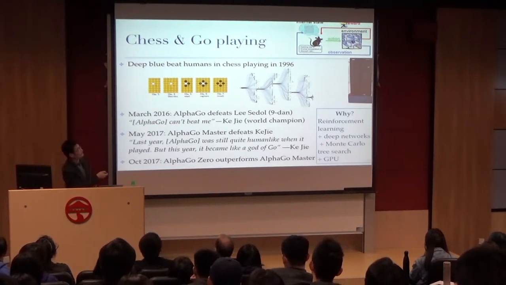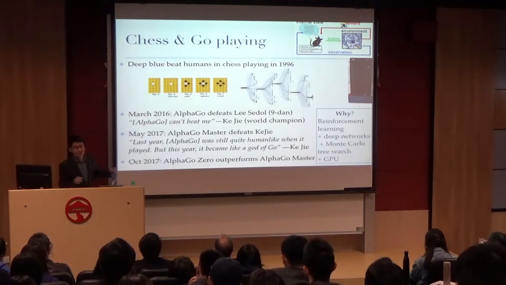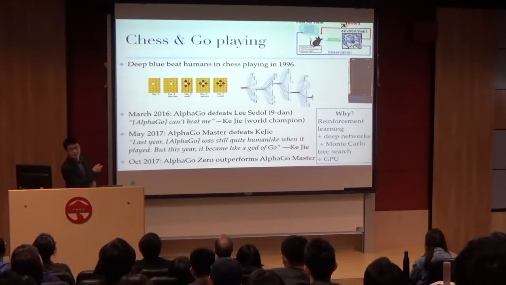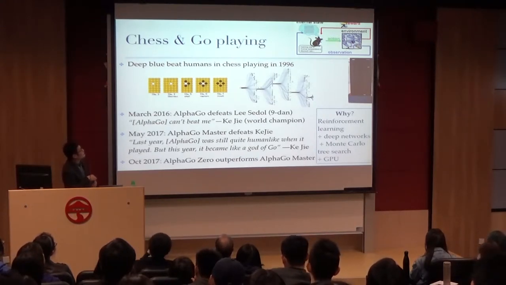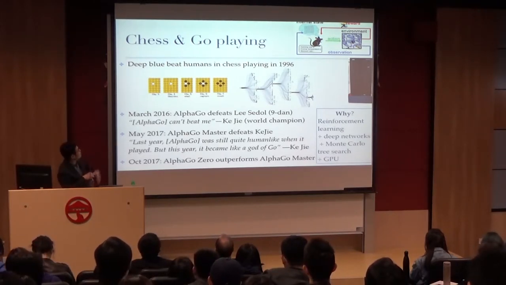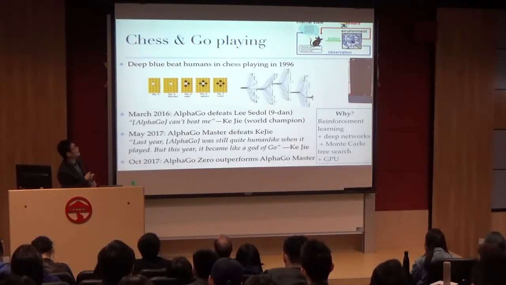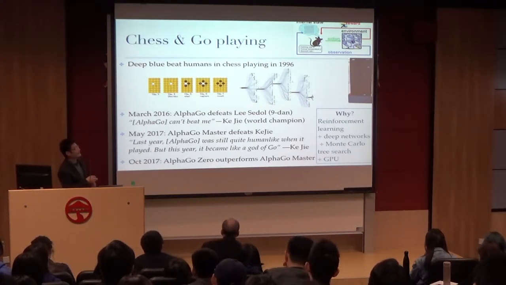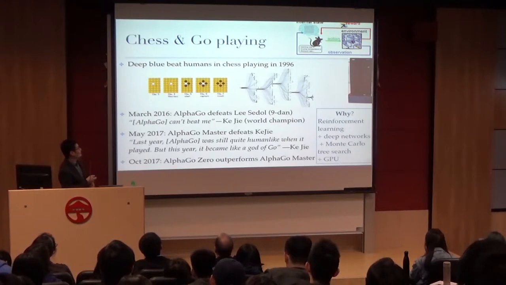Why? As you can see from here, if you play Go, the search space is huge. There are so many possibilities for next moves, right? And it's really difficult to find the optimal decision. However, in 2016, AlphaGo defeated Lee Sedol, right? Big news in 2016. And at that moment, Ke Jie said, oh, AlphaGo cannot beat me. He said that. 1 year later, AlphaGo Master defeated Ke Jie in a very cool way, right? And after that, Ke Jie said, oh, last year, AlphaGo was still quite human-like when it played, but this year, it became like the God of Go.